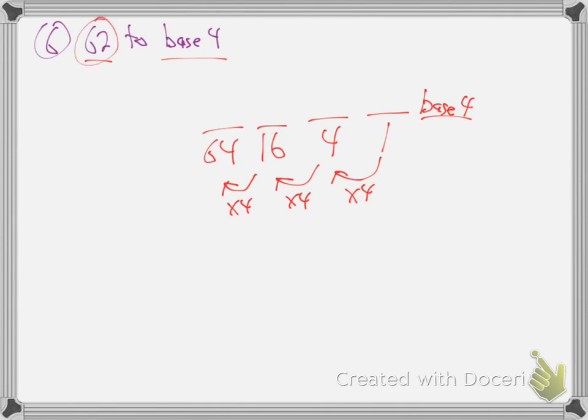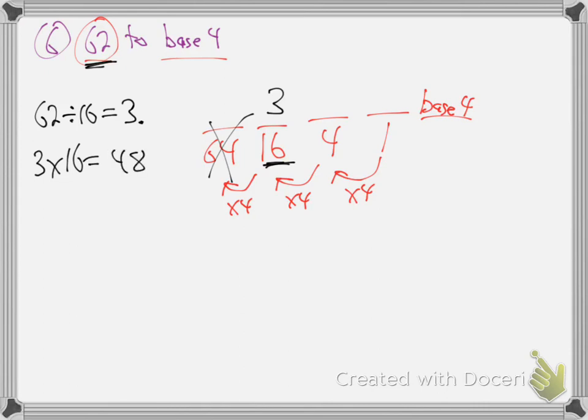I've only got 62. I've got to make 62 out of base 4 numbers. So I don't need any 64s. That would be too much. Even if I just took one 64, that's more than 62. So how many 16s do I need? Well, you can long divide on your calculator or divide by hand. 62 divided by 16 on your calculator will be 3 point something, which means you need 3 16s. 3 16s will go into 62. So what is 3 times 16? It's 48. Your calculator will tell you if you're rusty on that one.